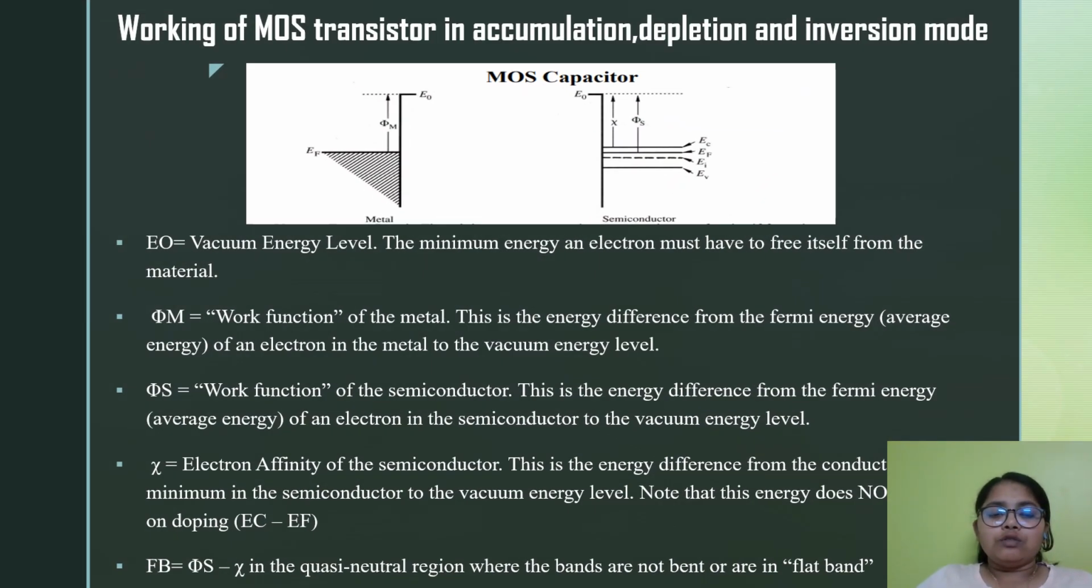Let's see the working of MOS transistor in accumulation, depletion, and inverse mode. We'll here discuss about three different modes, that is accumulation mode, depletion mode, and inverse mode. We'll see the working of MOS transistor here. This will be the semiconductor, and this will be the metal.